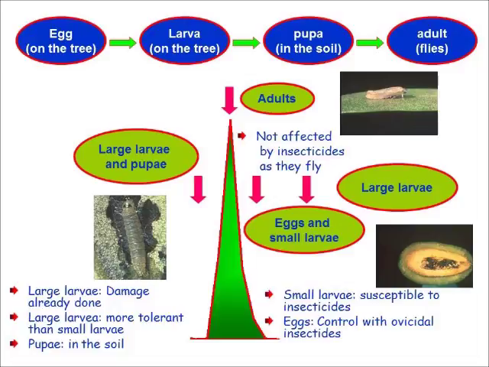If we spray right on the peak, this means that the highest proportion of the population is in the adult stage, since adults fly and do not feed, they are not that much affected by insecticides.